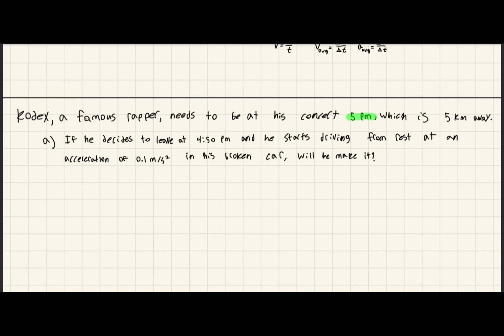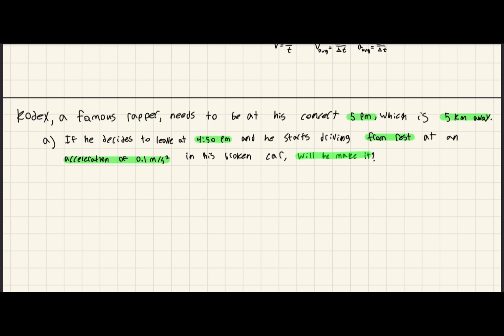We know that his concert is going to be at 5 p.m., so that's going to be important. We know the distance away is 5 kilometers. We know that he's leaving at 4:50 p.m. We know that he's going to start driving from rest. We'll get into why that's important. We know his acceleration is 0.1 meters per second squared.